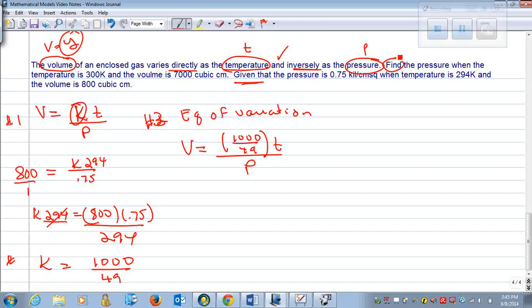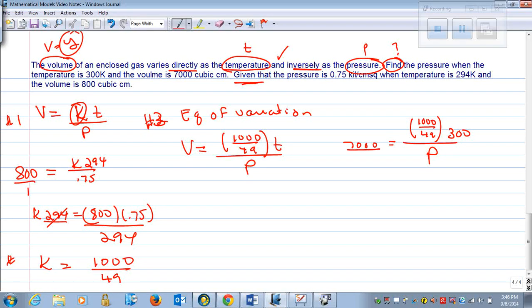Now, what did we want to find out? We want to find the pressure, so we're not going to know our P value. We have our constant. When the temperature is 300, so times 300, and the volume is 7,000. You might want to think about this for a minute. The pressure was 0.75 when you had a low volume and a temperature of 294. The temperature changed a little, but the volume went way up. Do we think that would cause our pressure to be greater or smaller? I would think it would be a little larger, but let's check it out.